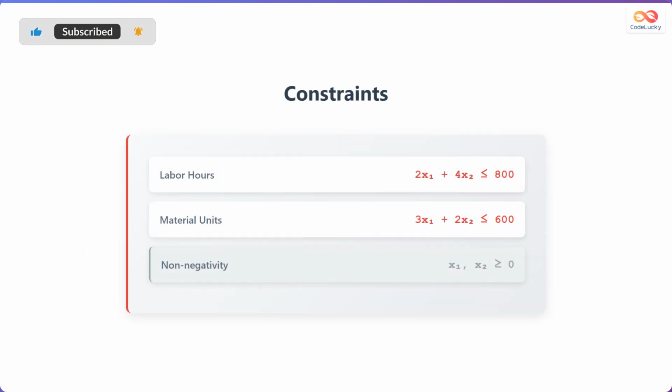Here are the constraints for the problem. The first constraint is based on labor hours: 2x1 plus 4x2 is less than or equal to 800. The second constraint is based on material units: 3x1 plus 2x2 is less than or equal to 600. We also have non-negativity constraints: x1 and x2 are greater than or equal to 0.